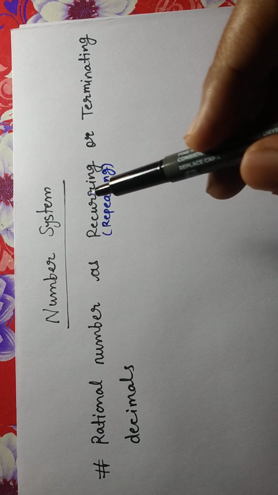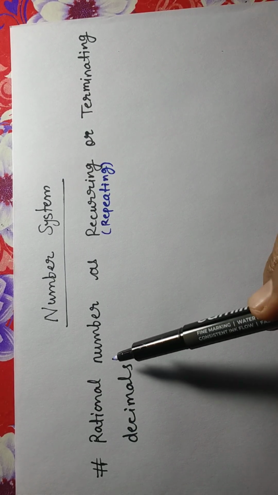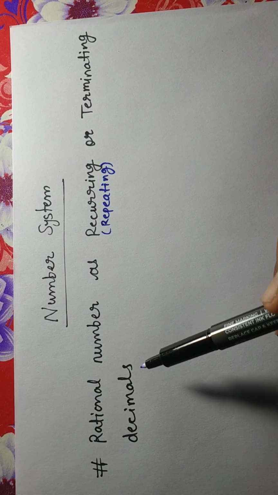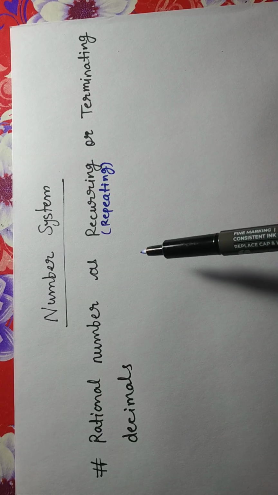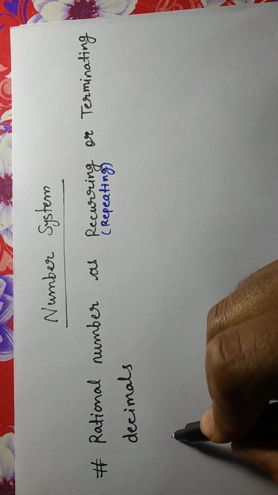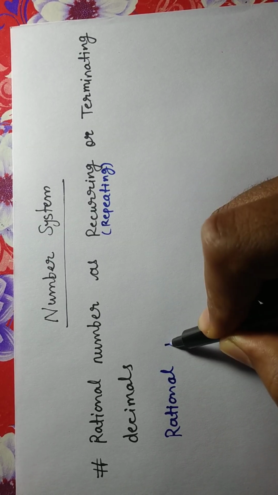Today we are going to study number system, under which we are going to study rational number as recurring or terminating decimals. So before going to understand what is recurring or terminating decimals expansion, first we should know what is rational number. So first let us define rational number.